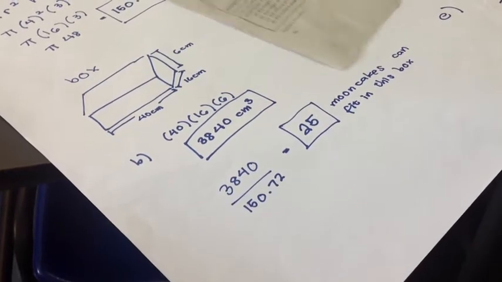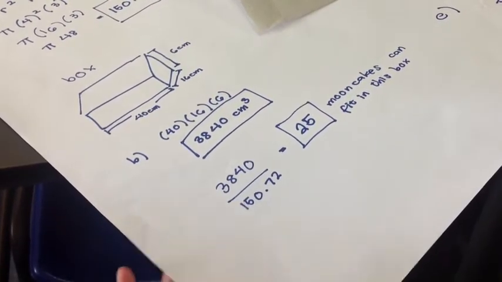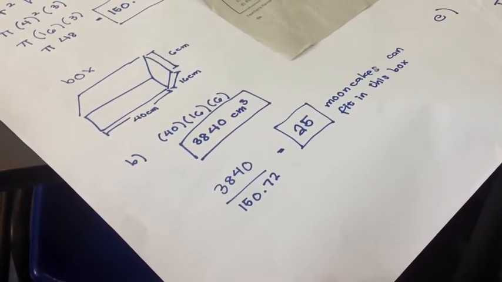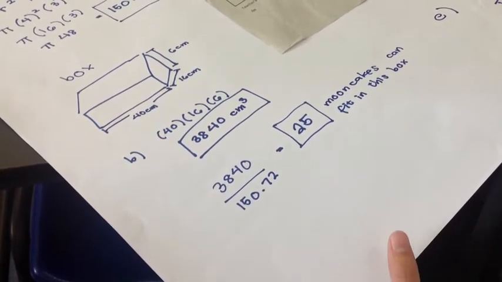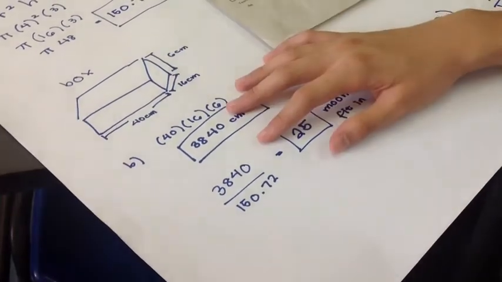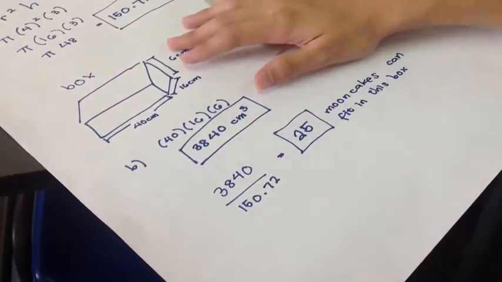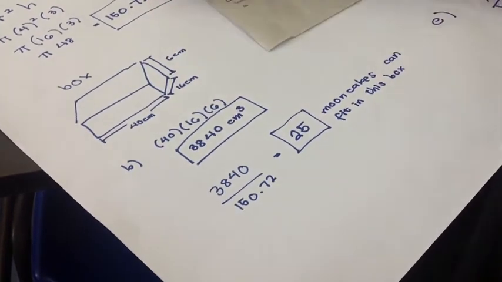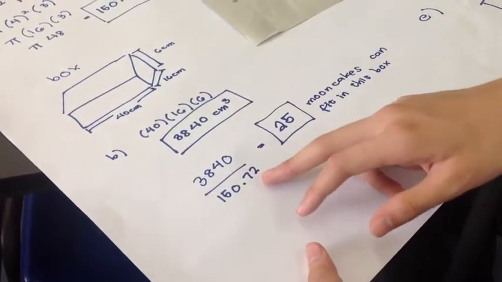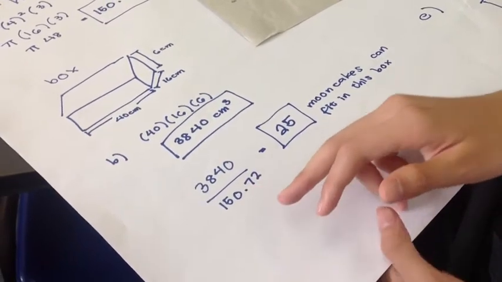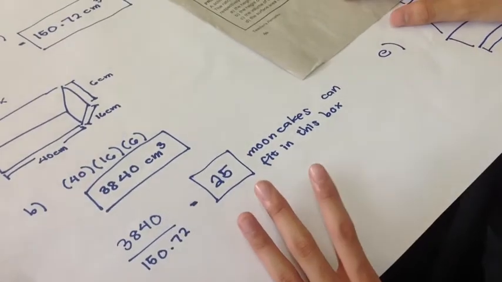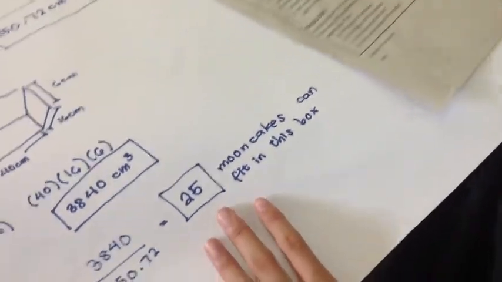3,840 cm cubed. But this isn't our final answer yet, because we still need to find how many mooncakes can fit in this box. So we divide the volume of the box by the volume of the mooncake. So that's 3,840 cm cubed divided by 150.72 cm cubed. With this, we can have 25 mooncakes fit in this box.